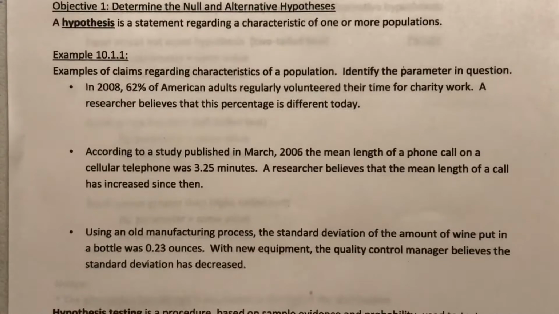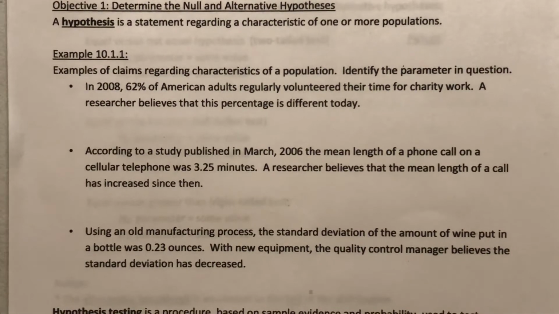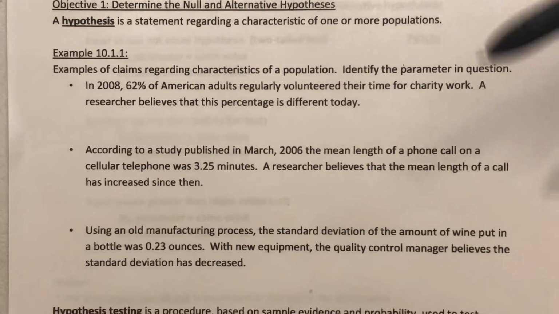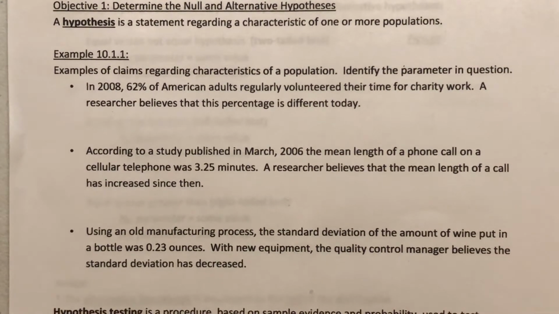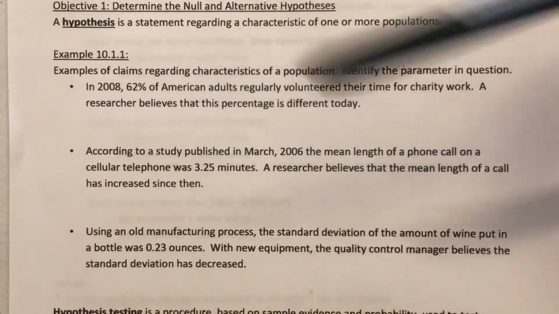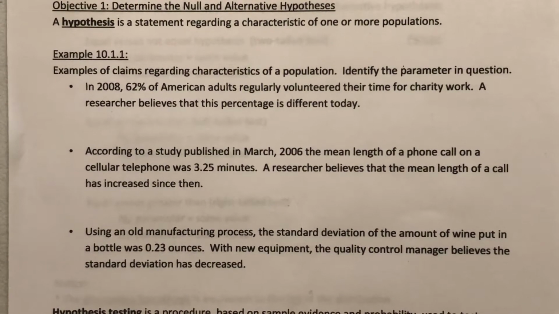So to start off here in 10.1, very simple, just getting us ready for the three parameters that we'll be dealing with in the next three sections that we'll be doing hypothesis tests on. Just reading the statement, it says identify the parameter. I'm going to go one step further and even identify the statement, the belief about the parameter. So here it says, in 2008, 62% of American adults regularly volunteer their time for charity work. A researcher believes that the percentage is different today.